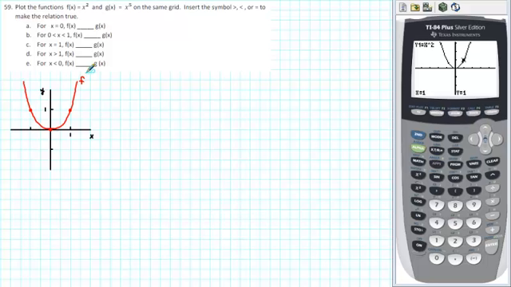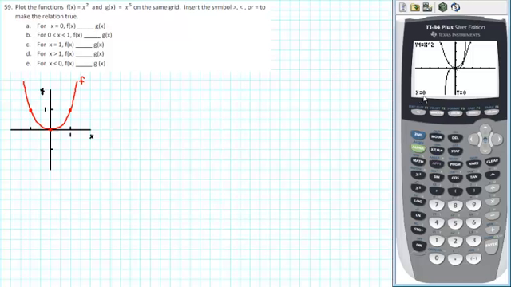Next, let's sketch the graph of g of x equals x to the fifth on the same grid. We'll go back to y equals, and for y2, enter x raised to the fifth. Go to Graph. At this time, instead of seeing a parabola, we see an S-shaped curve. To get some points on the graph, we can use Trace.